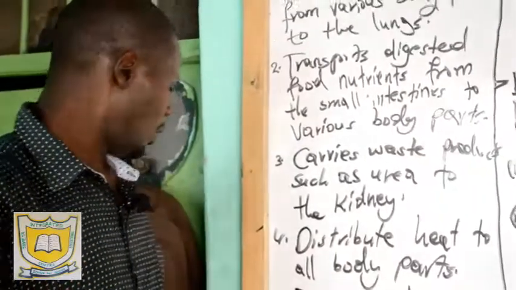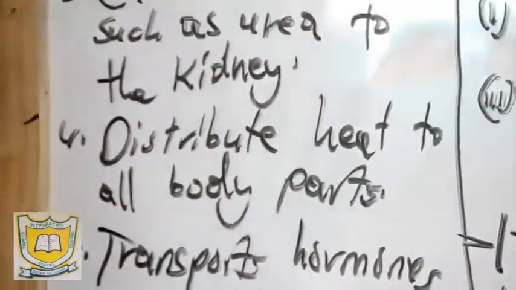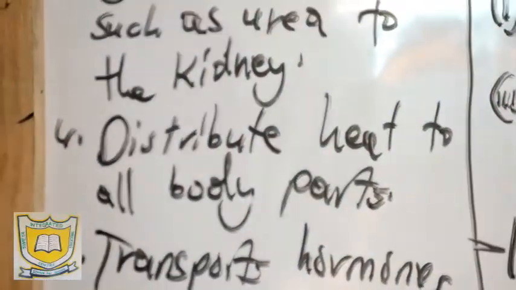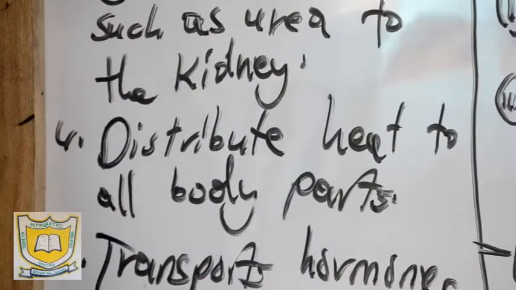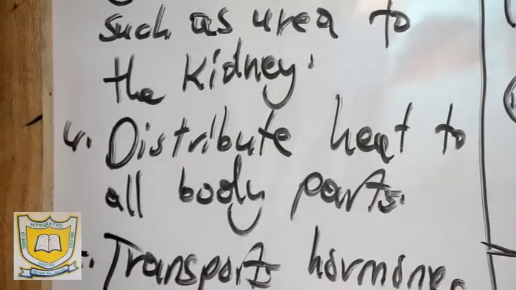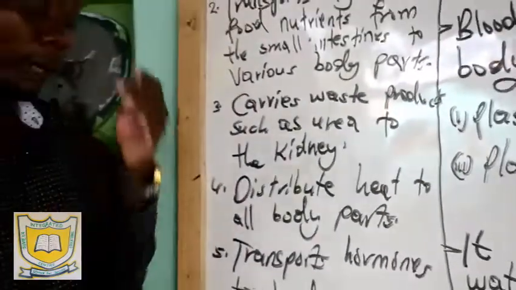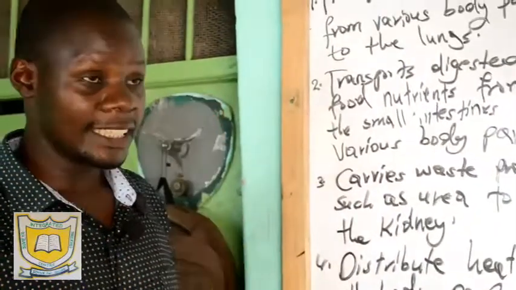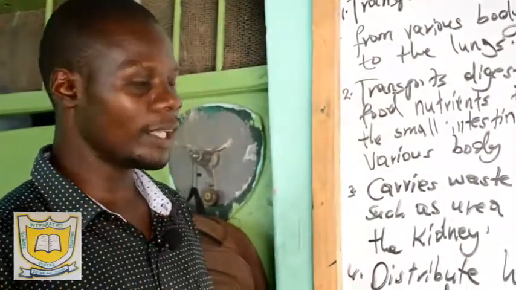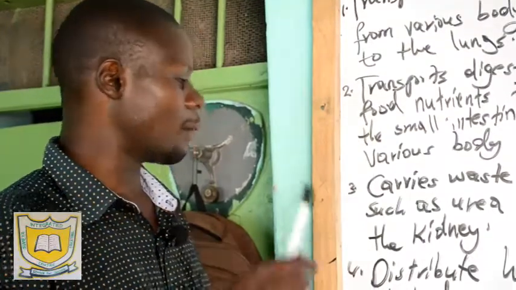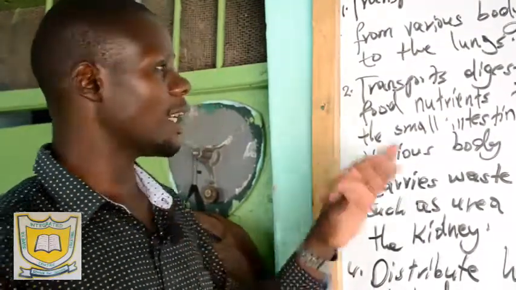Now we have number 4, another function of plasma. You find that it distributes heat to all body parts. You find that human beings and also other animals, mammals, are warm-blooded. So whatever distributes heat from the heart or blood to other parts of the body is the plasma.